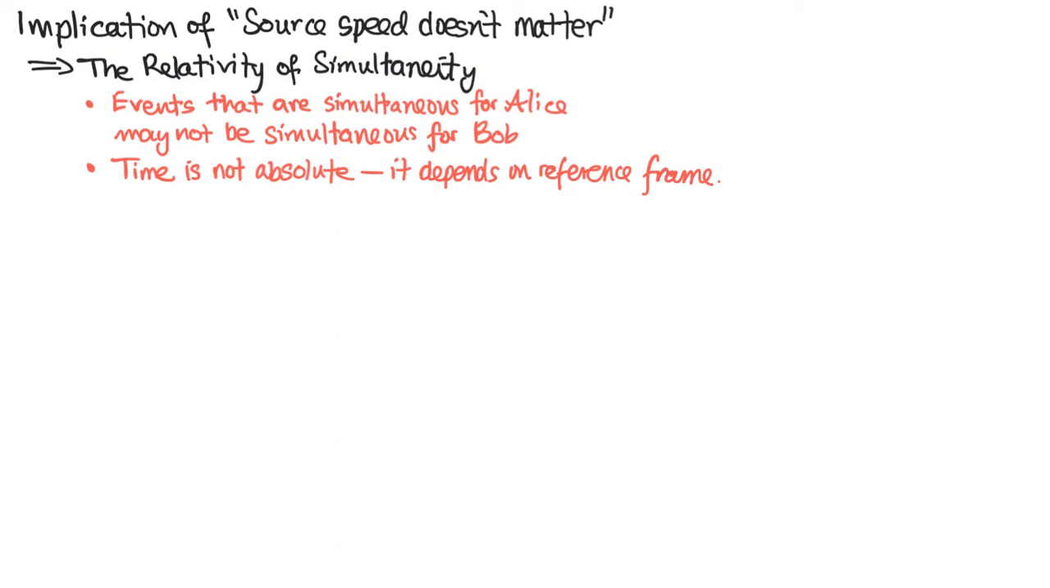So whether or not events are simultaneous is a relative concept. It's one that depends on reference frame. And another way to think about this is that there's no such thing as absolute time.